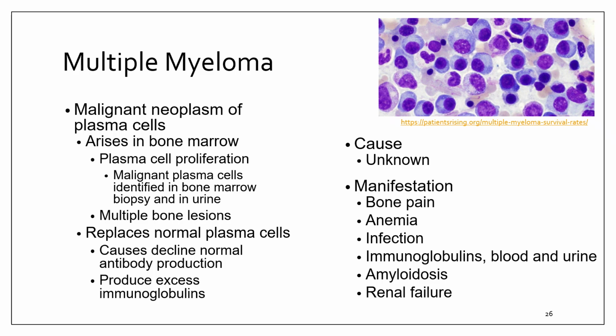Just remember, plasma cells are terminally differentiated B cells whose entire job is to make antibodies. In multiple myeloma, they don't just make antibodies, they make way too much of one bad one. So where does it start?